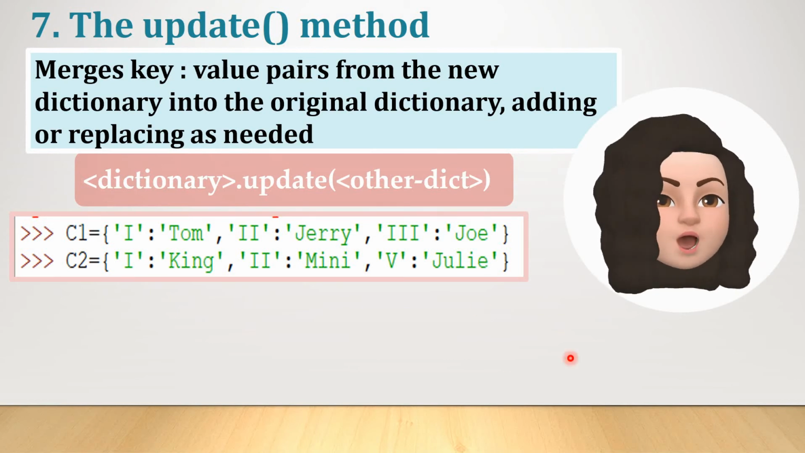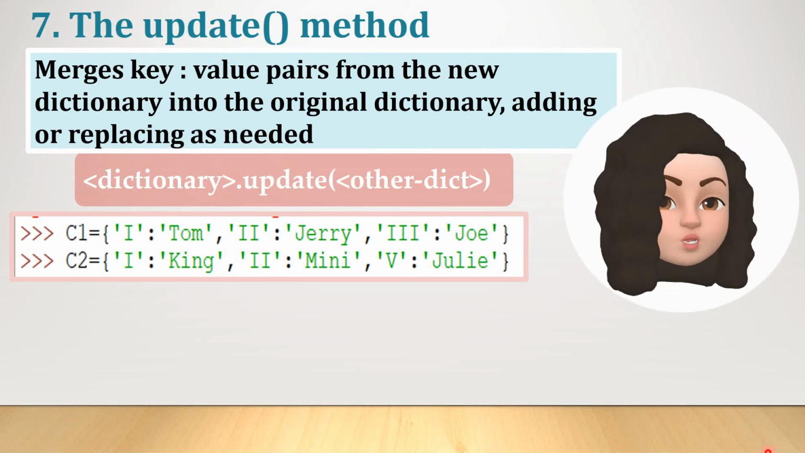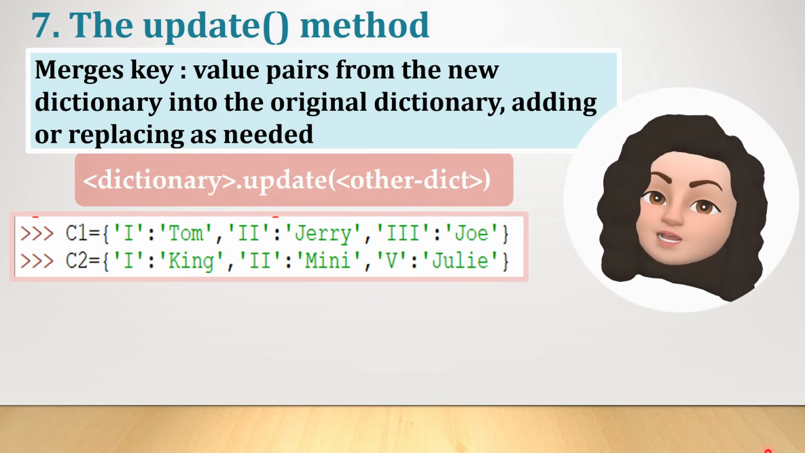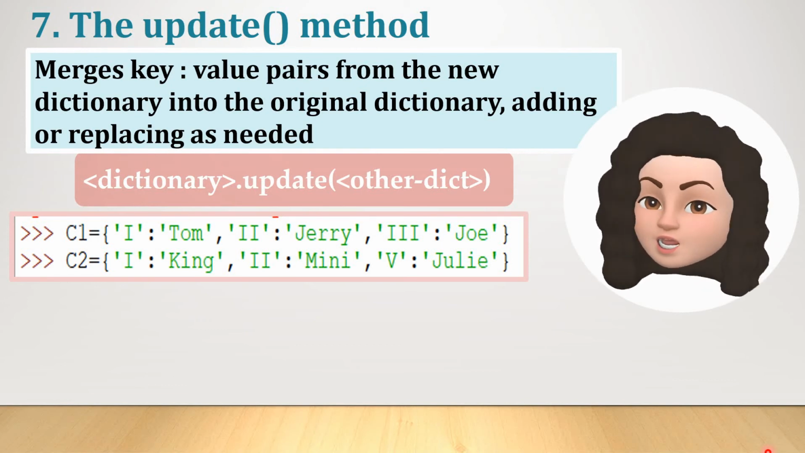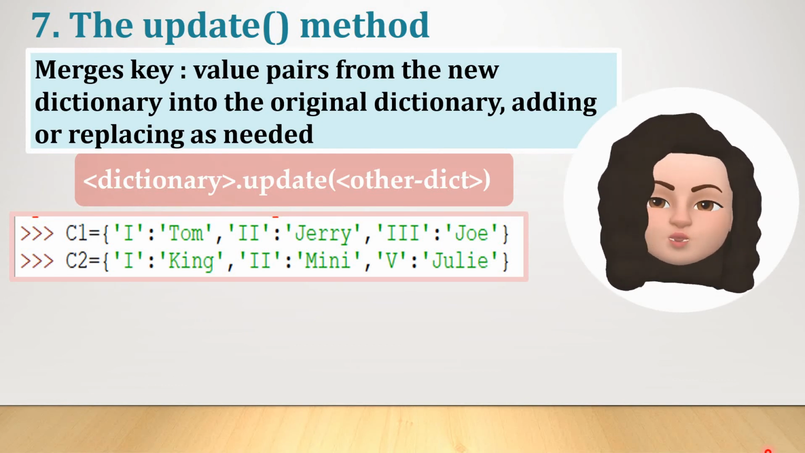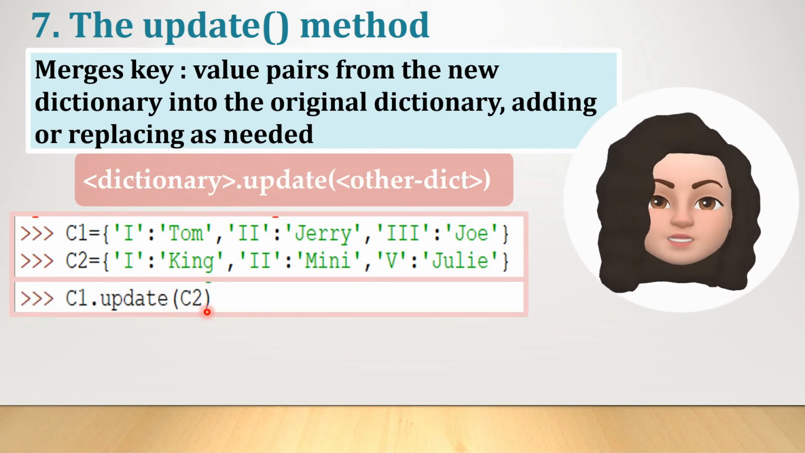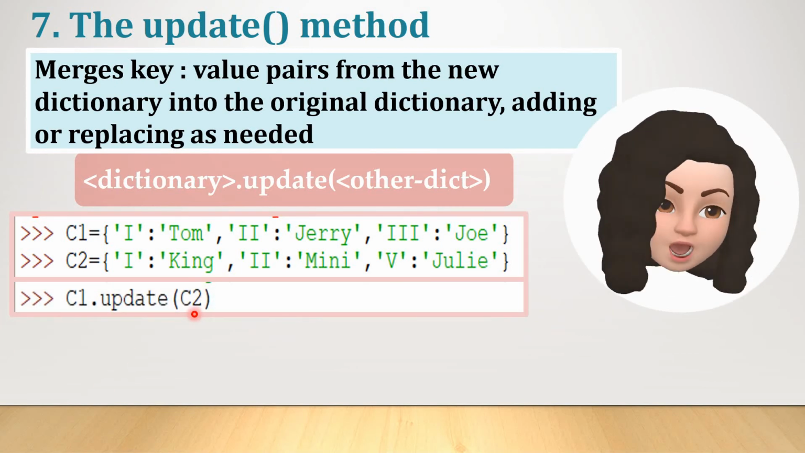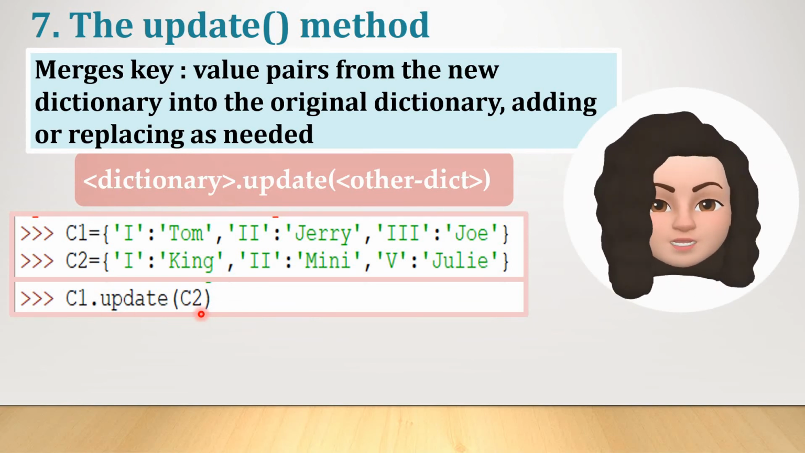Now I want to update the dictionary C1 with the dictionary C2. So changes can be made only in the dictionary C1, not in C2. So which is the original dictionary here? C1. Okay. So C1.update(C2). So the dictionary C1 will be updated with the values of the dictionary C2.